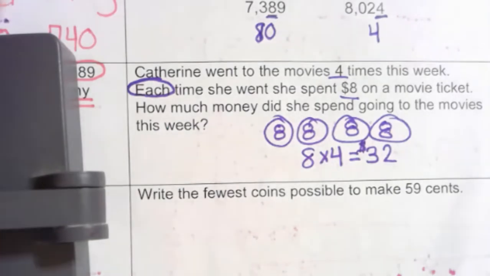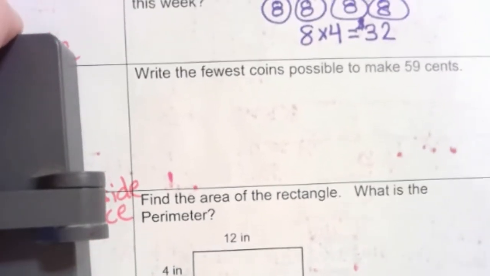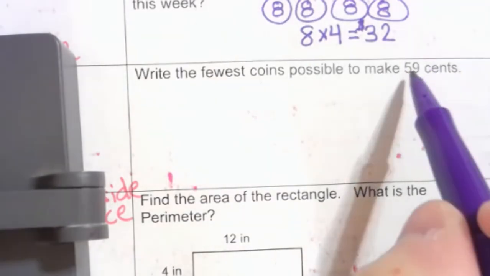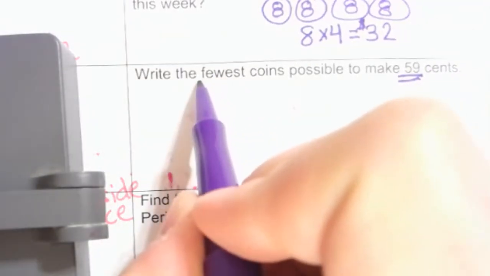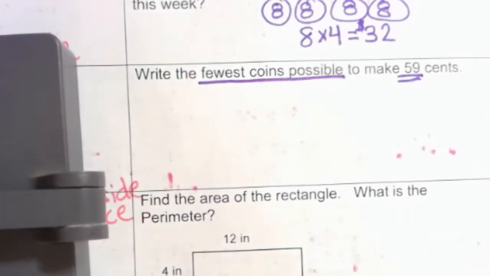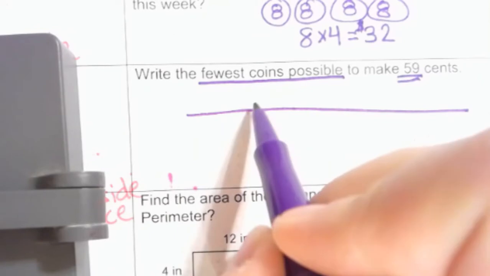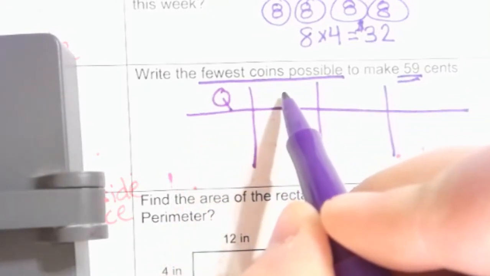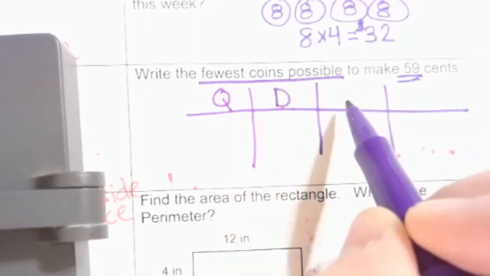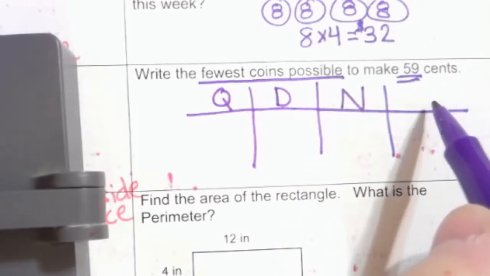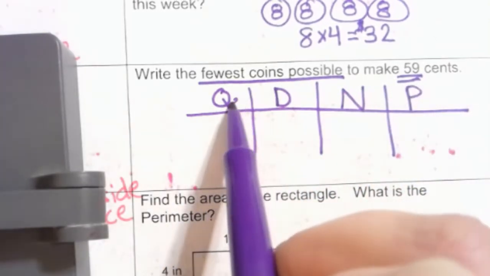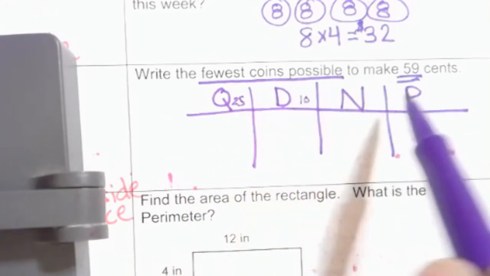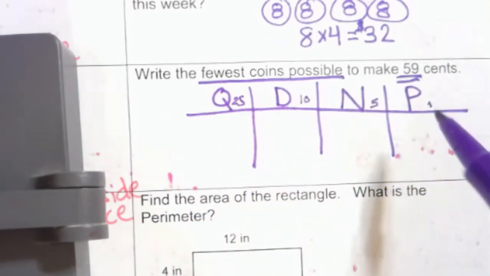Nope. Dollars, okay. So we're going to move on to fewest coins possible here, and we're trying to make 59 cents. In order to find the fewest coins possible, we're looking for the coins that are largest first. So we always make a chart, and we start with quarters, then go to the next biggest coin, not size, but value, and it is a dime. Then we have a nickel and a penny. So this is worth 25, this one's worth 10, this one's worth 5, and this one's worth 1.